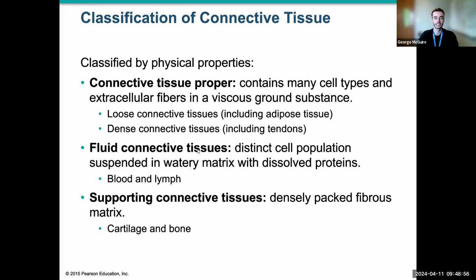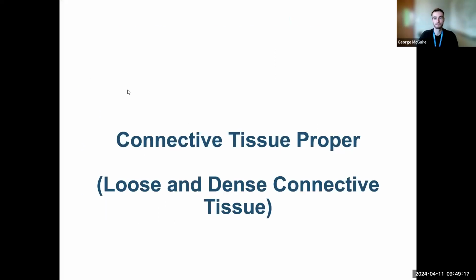We have fluid connective tissue, where the ground substance is going to be mostly liquid, right? And so that's our blood and our lymph. And then we have supporting connective tissue, which has a densely packed fibrous matrix. That's going to be our cartilage and bone, where the matrix isn't very fluid at all, and in fact is extremely solid, made up of minerals, our hydroxyapatite crystals.